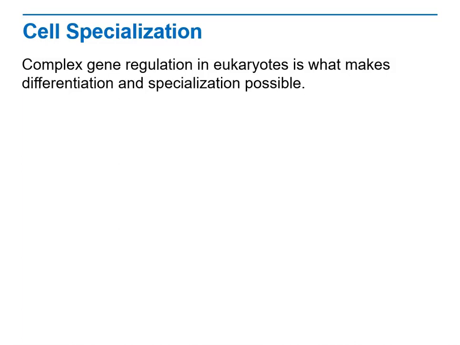Prokaryotic gene regulation is much simpler. Remember that prokaryotes are bacteria. They're single-celled organisms. Why is gene regulation in eukaryotes more complex than in prokaryotes? This is because of the way that genes are expressed in a multicellular organism.